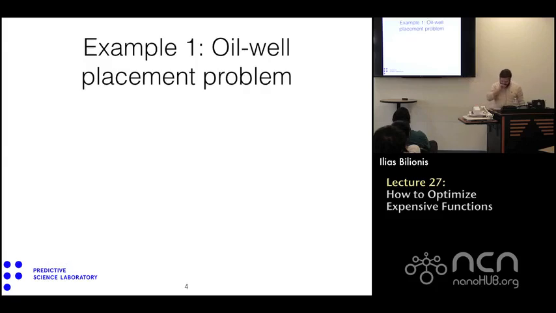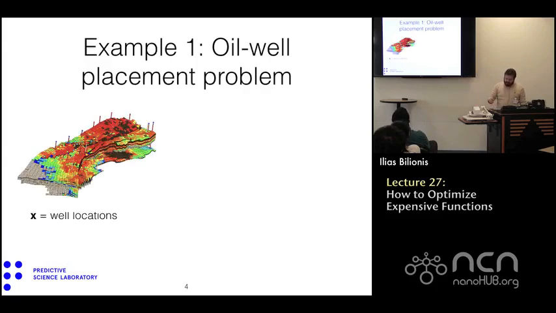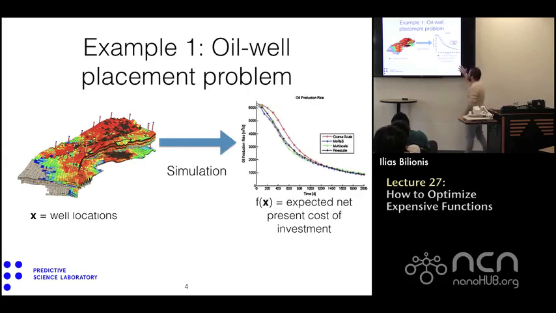Alright, here's an example of the oil well placement problem. So x is the well locations, where are you going to drill, which of the wells are going to be injection wells, which ones are going to be production wells. And then you can simulate and see how much oil you're going to extract as a function of time. And then you can try to maximize the net present value of the investment. Okay.